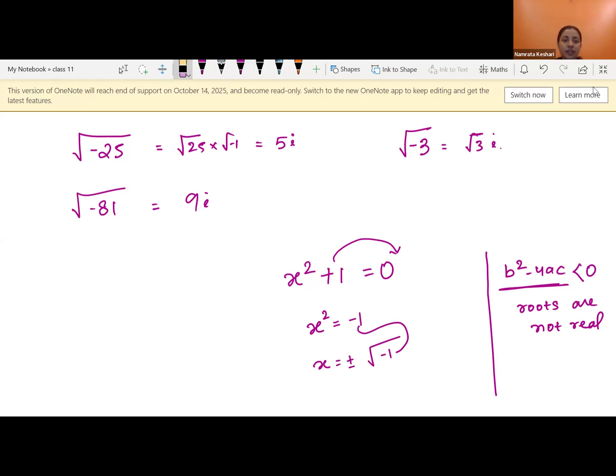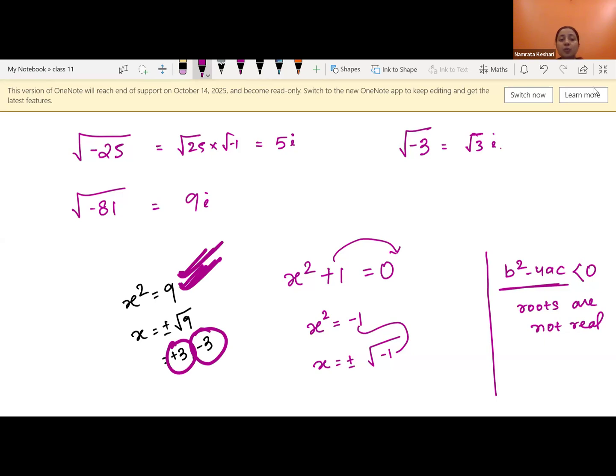Teacher, why does this plus minus come? When you have x square is equal to 9, x will be plus minus root 9, right? This plus minus comes due to the fact that there are two x values, plus 3 and minus 3. When we do plus 3 square, we get positive 9. When we do minus 3 square, we also get positive 9. So there are two possible answers.